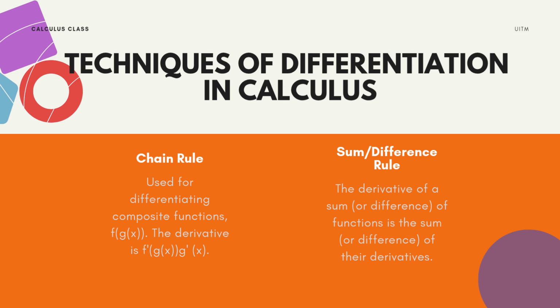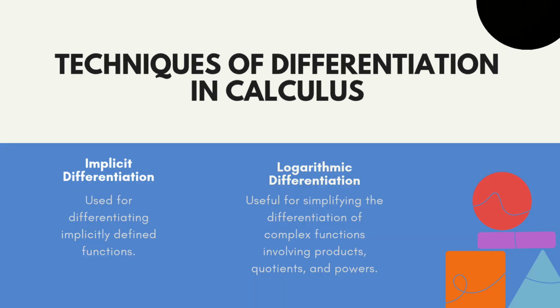Fifth, the sum or difference rule. The derivative of a sum or difference of functions is the sum or difference of their derivatives. Second last is implicit differentiation, used for differentiating implicitly defined functions. And lastly, logarithmic differentiation, useful for simplifying the differentiation of complex functions involving products, quotients, and powers.